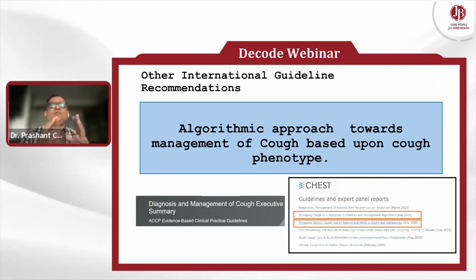So now I've discussed with you the Indian guidelines, the acute cough, the subacute cough, the chronic cough, and the refractory cough. What is the approach, and how do we go ahead in treating it? Now, what are the other international guidelines? I will just go through some other international guidelines also. So there is the ACCP, CHEST, which has come with an algorithmic approach towards management of cough based on the cough phenotype. They've done guidelines on managing cough as a symptom in children, and managing chronic cough due to asthma and non-asthmatic eosinophilic bronchitis in adults and adolescents. This was done in July 20. So these are the topics that have been covered.